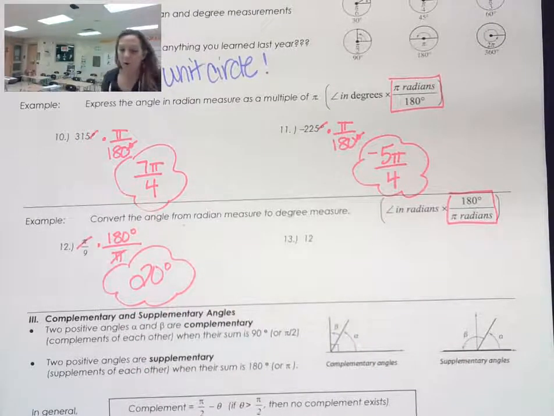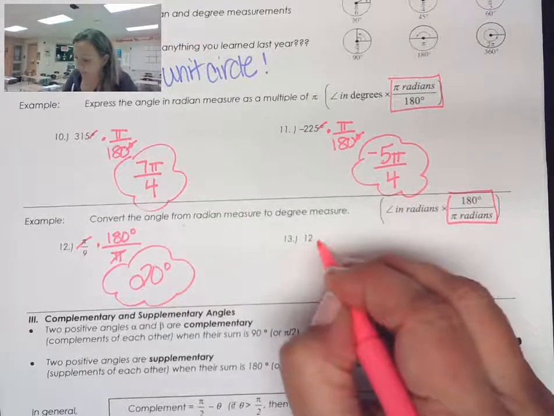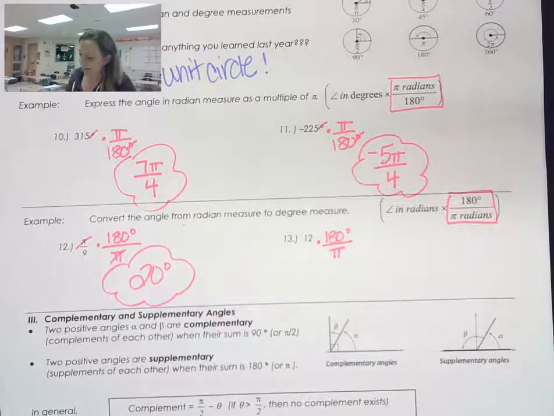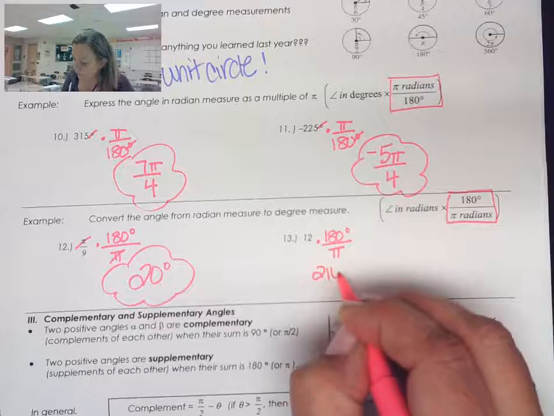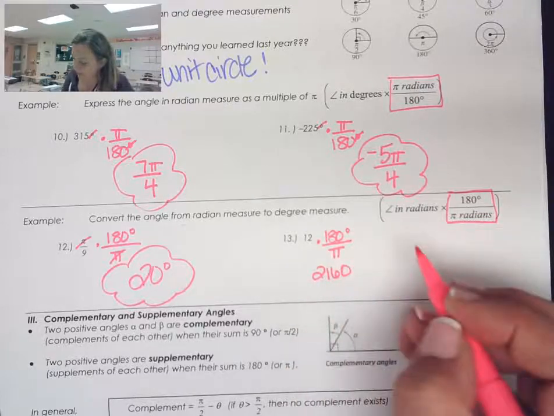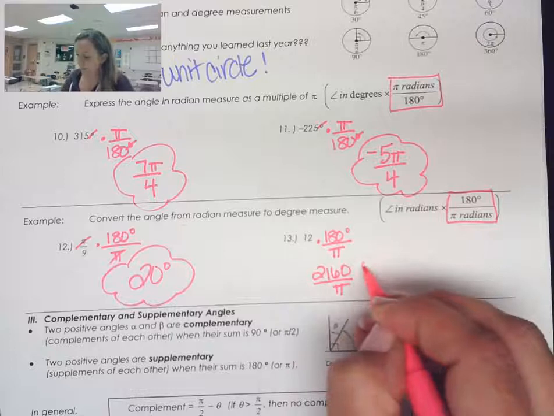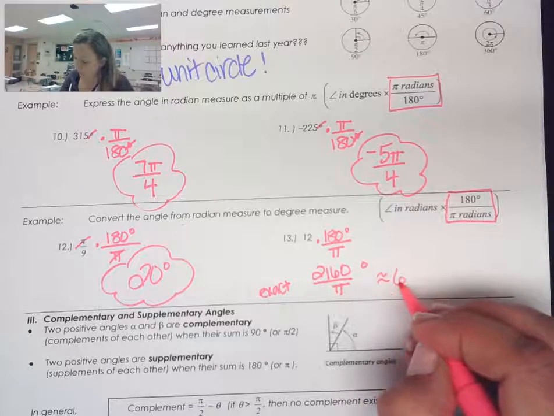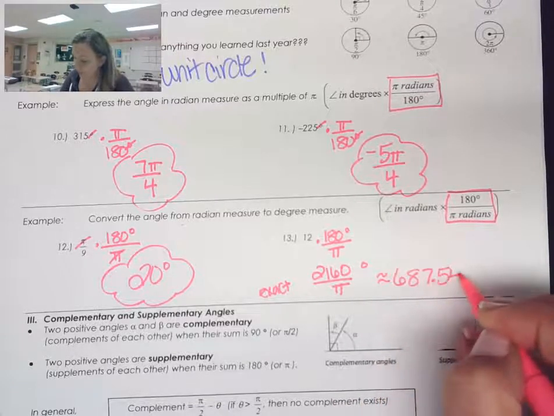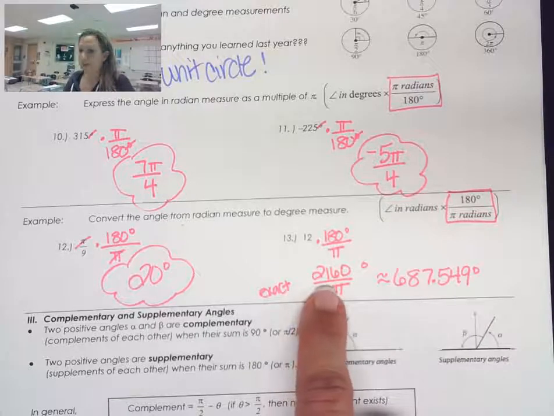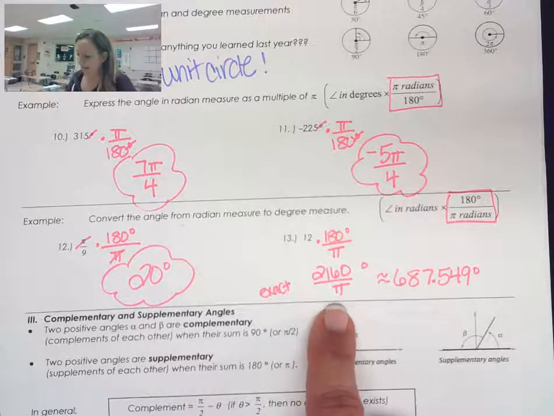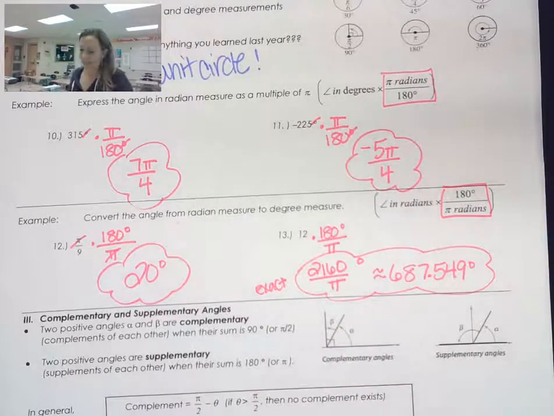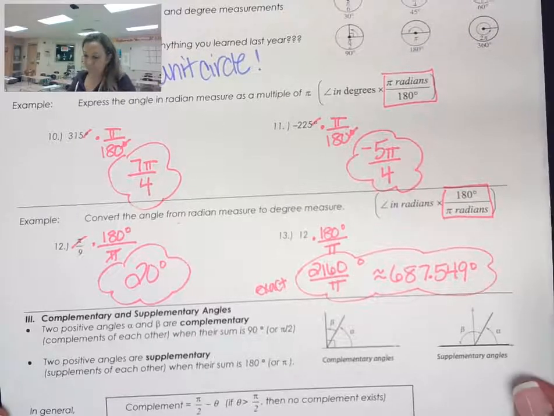When we have 12, that's kind of a different story. Notice it's not 12 pi. We would multiply by 180 degrees over pi. And so that would give us 2,160 over pi degrees. That would be the exact measurement. But if you wanted to figure out what that was approximately, you could just punch that in the calculator, 2160, use the pi key, divided by 5, and then you would get this answer. We'll be specific on a quiz or test on if we would want it to be exact or not.